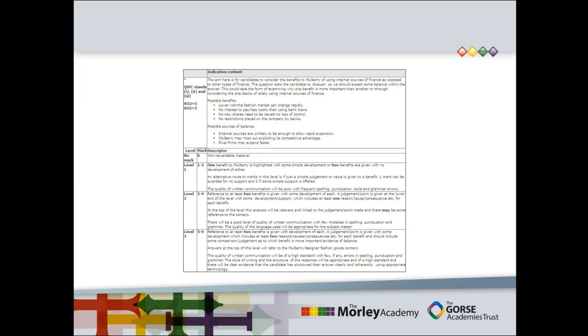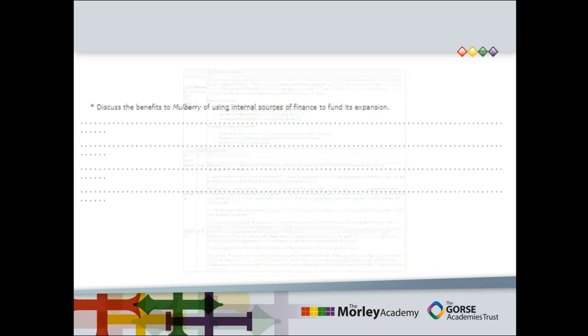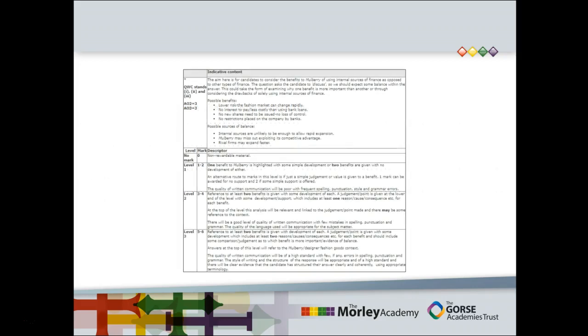Okay. So this was the mark scheme for that question, and they were looking for benefits. Now, discuss the benefits. It's a 6 marker, so it is looking for you to consider 2 benefits, then provide some balance and a little bit of a conclusion. So in this case, it was things such as lower risk, or no new shares to be issued. So it was the advantages of that internal sources of finance. And then some of the balances would be, as we've already discussed, that internal sources of finance might not provide you with enough money to allow rapid expansion.